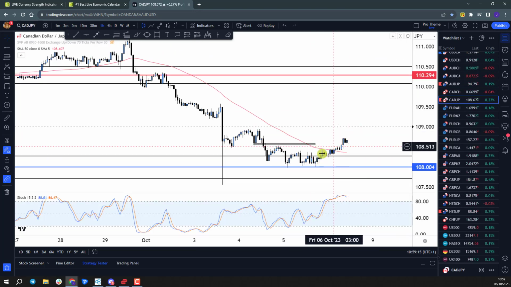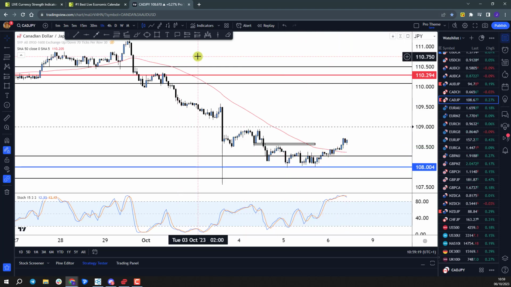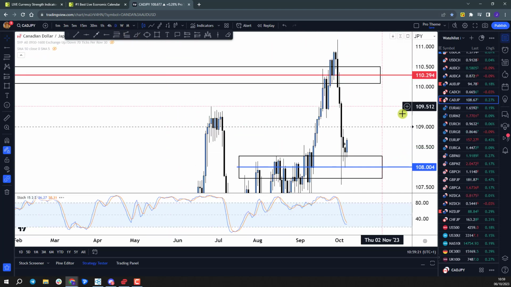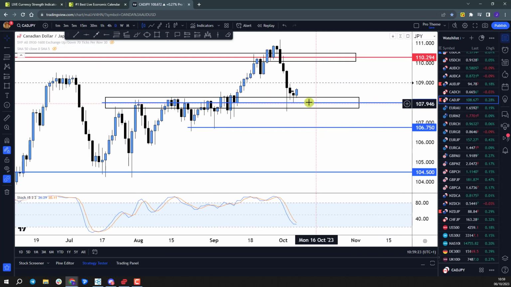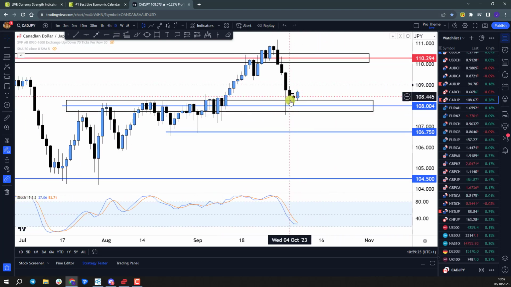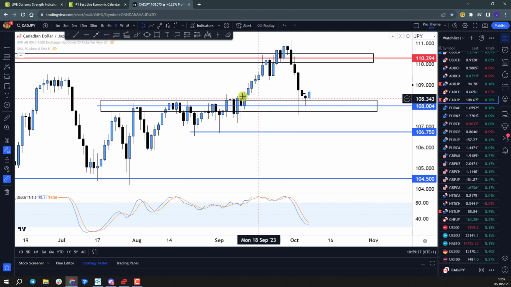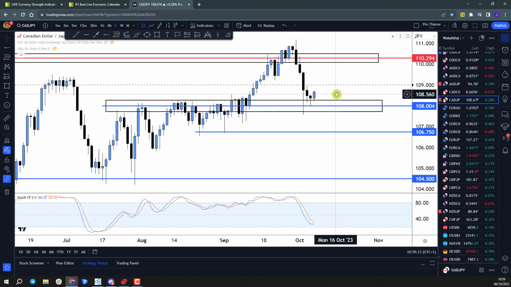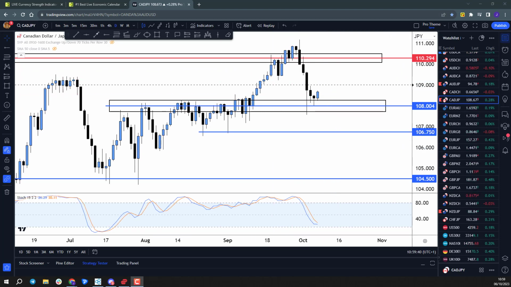CAD yen was another one of interest this week. It did bottom out at this 108 and has continued to rally, so I don't think there's anything here for us at the moment. CAD on the weak side, but if we look at this daily chart, it's showing us that we've broken above yesterday's high. It's not looking great here for some further downside now.